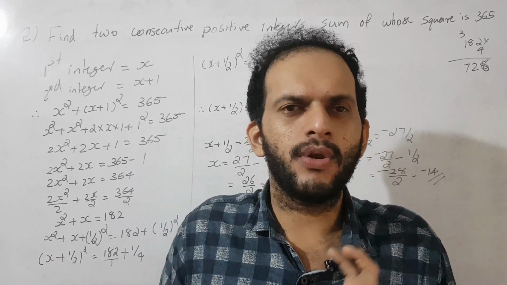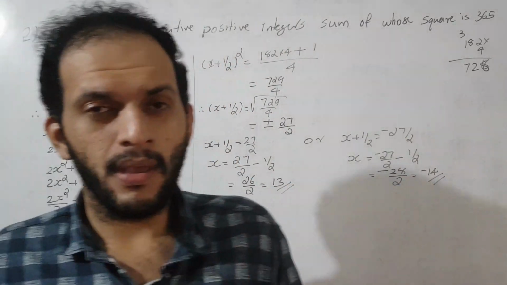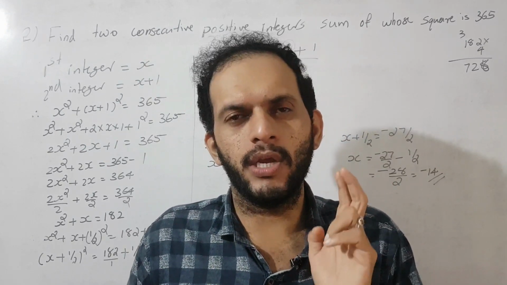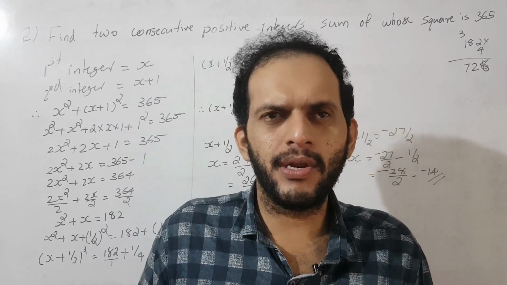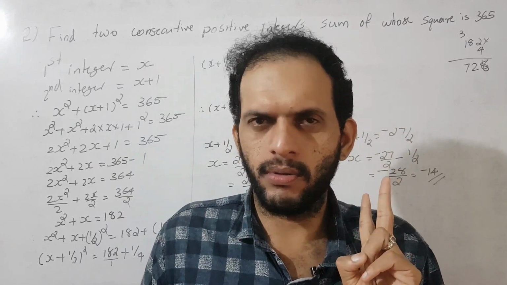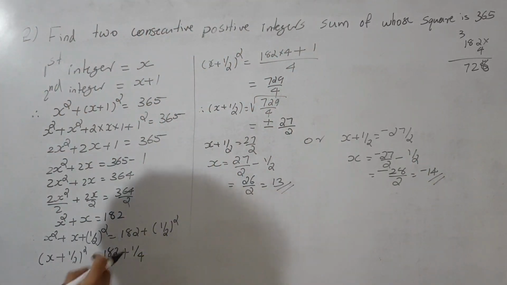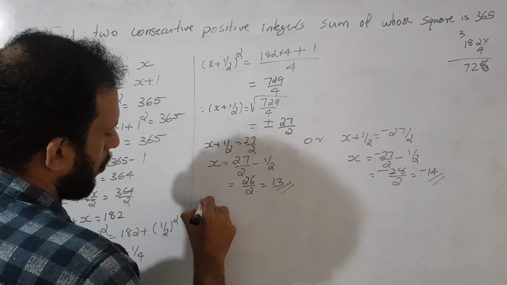So here we do not choose the value of x equal to minus 14. Why? Because the question has already specified what to take. We need to take only the positive integers. If it were just an integer, we would need to take both values. Did you get it? Yes. So here for the first integer we choose only the value of x equal to 13.